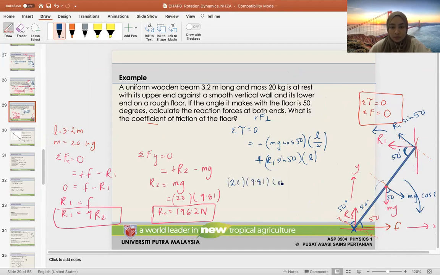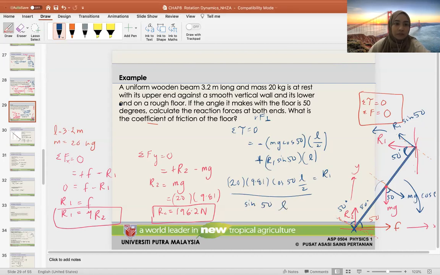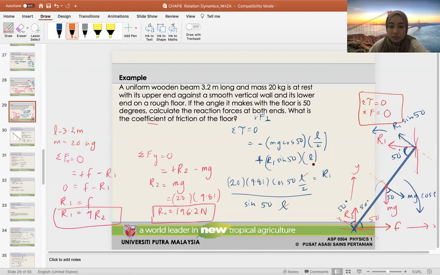9.81 cosine 50 L over 2. I'm shifting the mg to the other side, which gives me R1. Do I know what my R1 is? I don't know what it is. Divided by this guy, I'm going to just shift whatever that's left, sine 50 over L. So now I can cancel this one and then just solve it. I know what cosine 50 is. I know what sine 50 is using my calculator. So R1 is, what is it? 82.3. My R1 is 82.3 newtons.